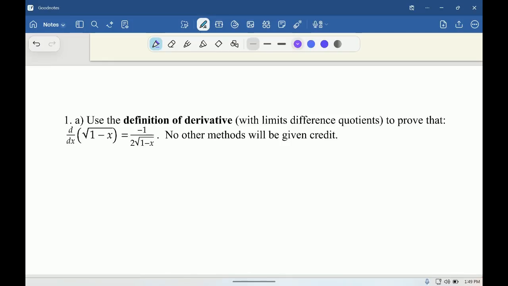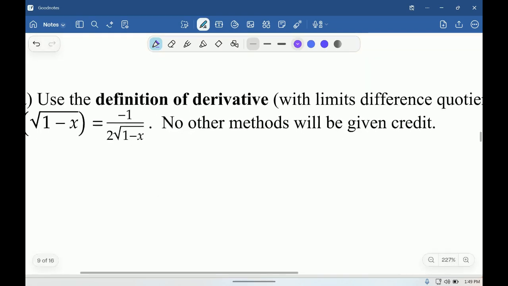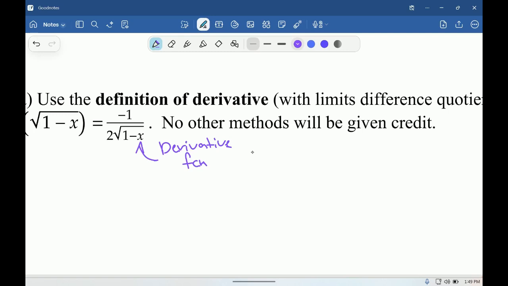In this problem, we are being asked to use the definition of derivatives to prove that d/dx of the square root of 1 minus x is equal to negative 1 over 2 square root of 1 minus x. We're going to want to use our derivative function, which is going to be the limit as h goes to 0 of f(x plus h) minus f(x) over h.